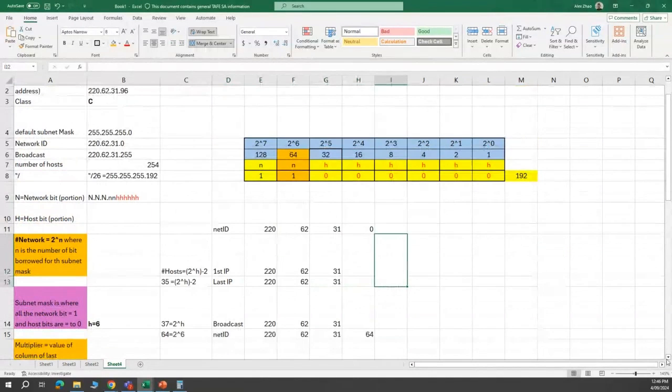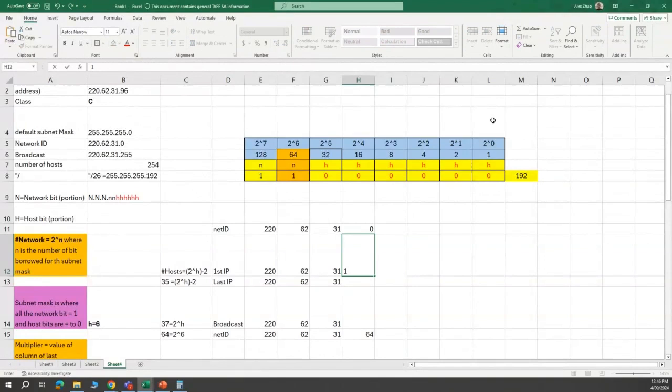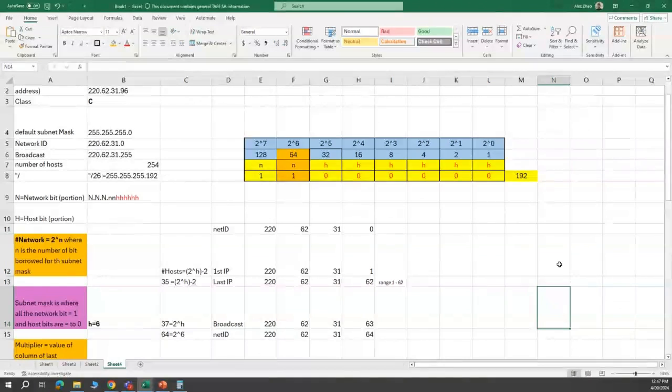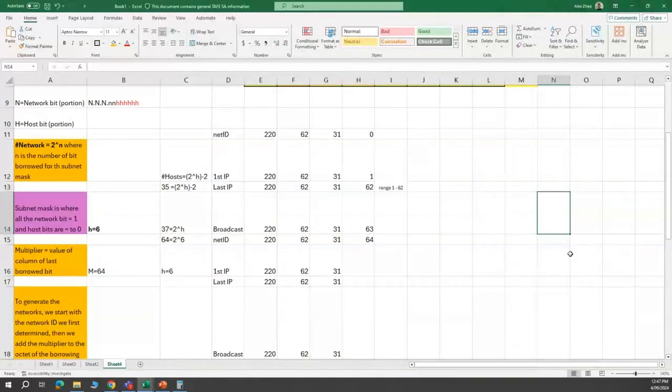So if we actually do what we've done before, the first IP address is going to be the network ID plus 1. 0 plus 1 is 1. The broadcast is the next network ID minus 1, so 63. And the last IP address we can use on this network is the broadcast minus 1, which is 62, which gives us a range of 1 to 62 for the hosts. All good? And then we can work out the rest of them as well.